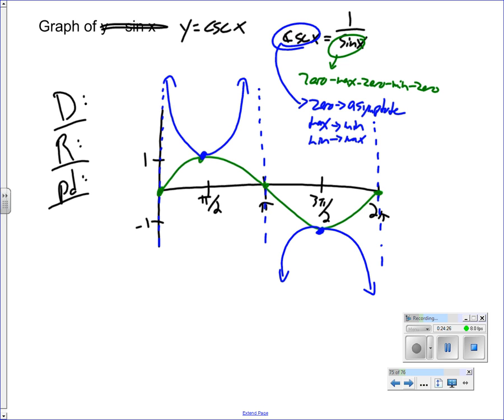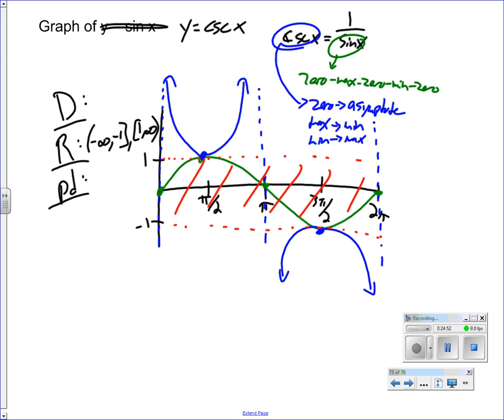So you see the range is going to be the same. The range, all the y values, will exclude the interval where the sine function is, except for positive and negative 1. All this is not in the range for cosecant. So our range for cosecant goes from negative infinity, comes all the way up to negative 1, includes negative 1, then skips that whole interval, goes from 1 out to positive infinity.